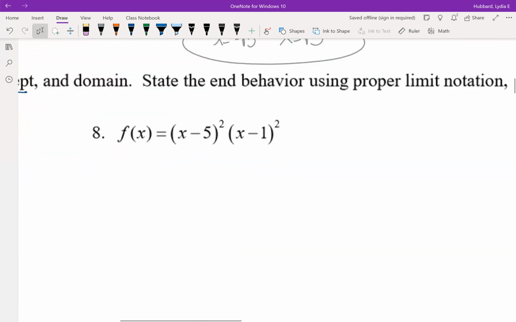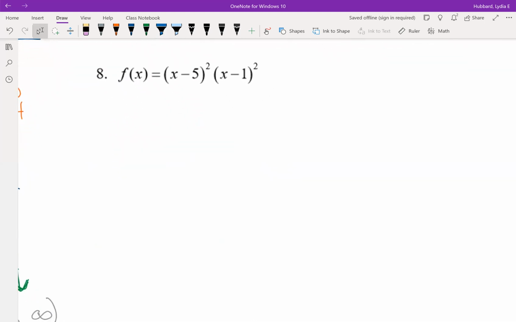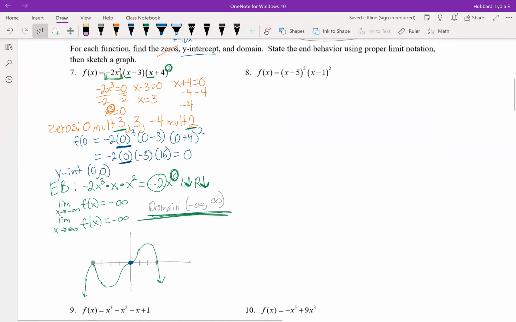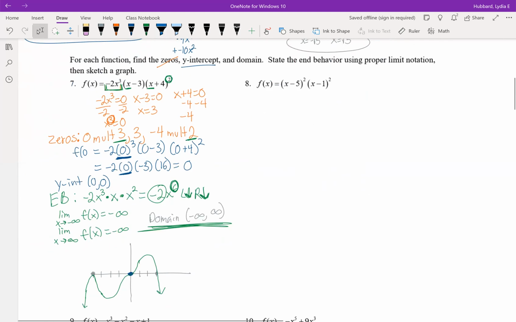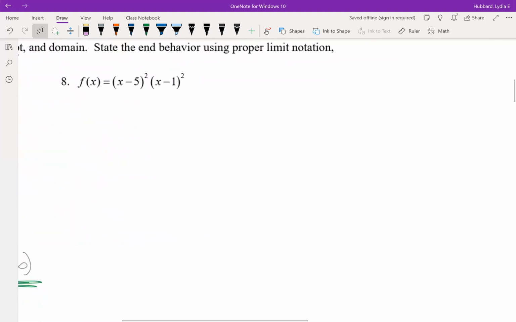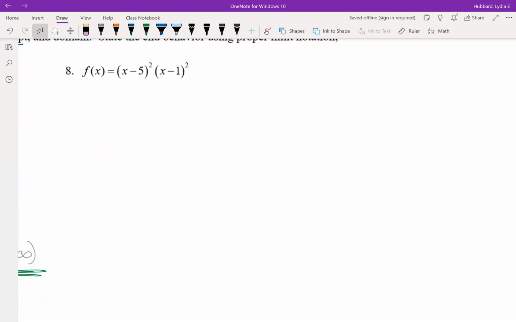So again, first we want to start with the zeros. Oh, one thing I did want to mention on the last one, in case you need extra practice listing the possibles and the number of turning points: because our leading term was -2x to the 6, we would have 6 possible roots and 5 possible turning points, right? Because we took that degree and subtracted 1. Okay, moving on.